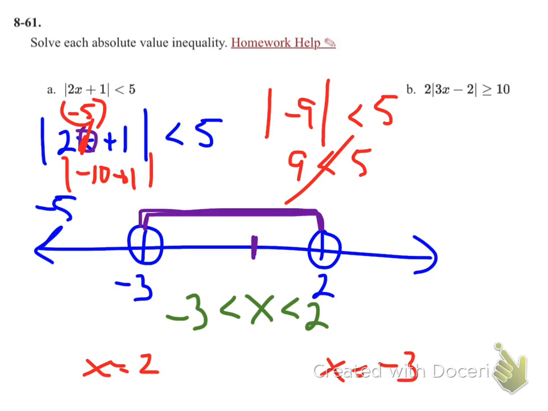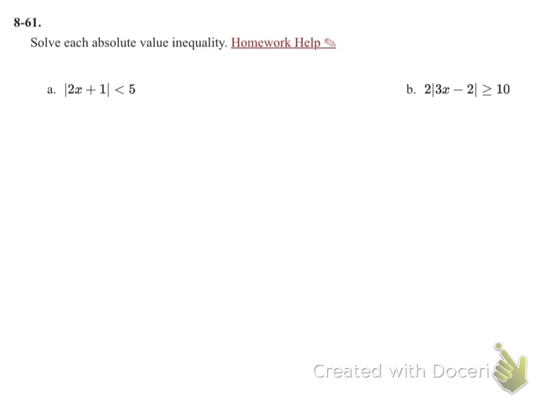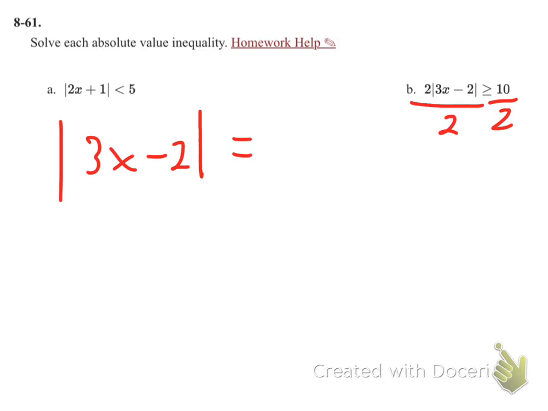I'm going to go through problem B a bit quicker just because I really wanted to build up kind of the knowledge of why things are happening for problem A. So for problem B, the first step I want to do is get rid of that 2 so it looks just like this problem and I have the absolute value by itself. So if I divide both sides by 2, I'm going to get the absolute value of 3x minus 2 equals, and again I made it into an equal symbol, 5.